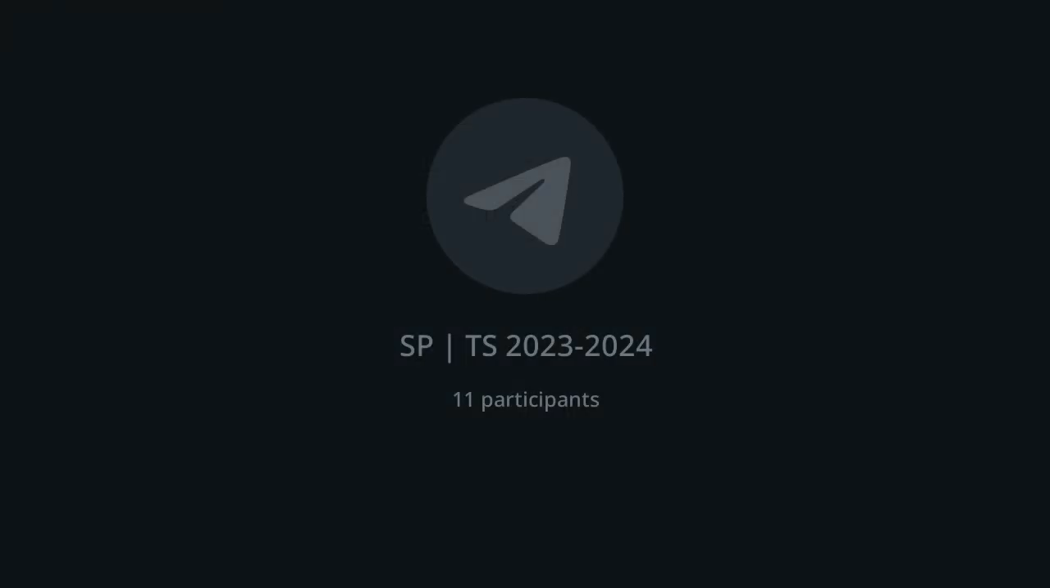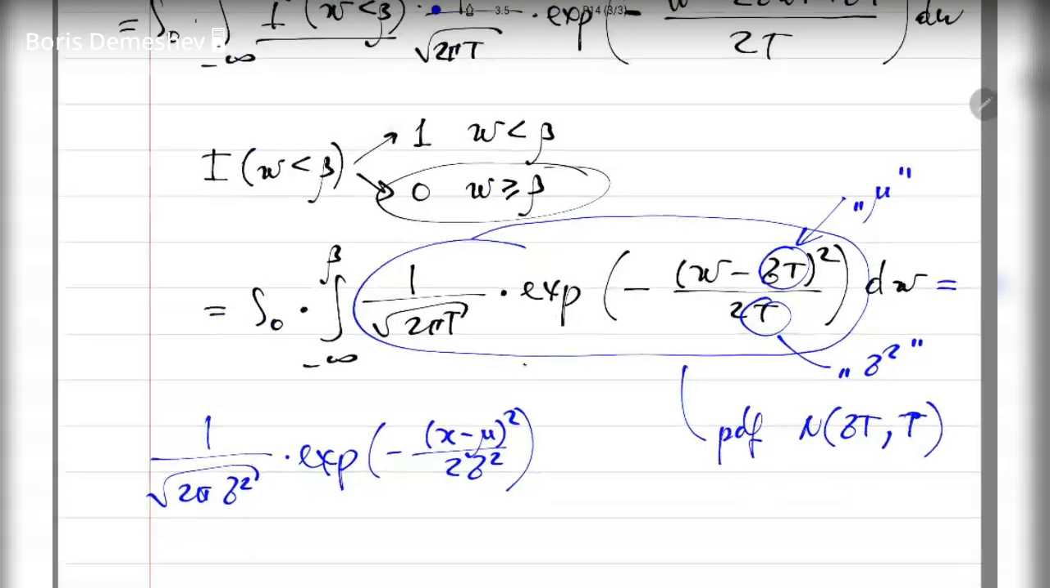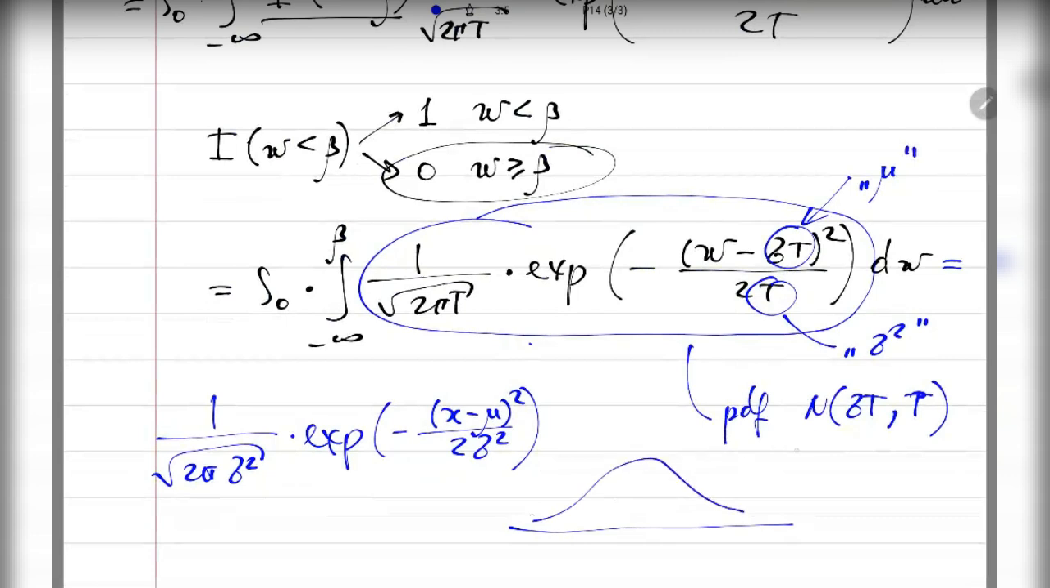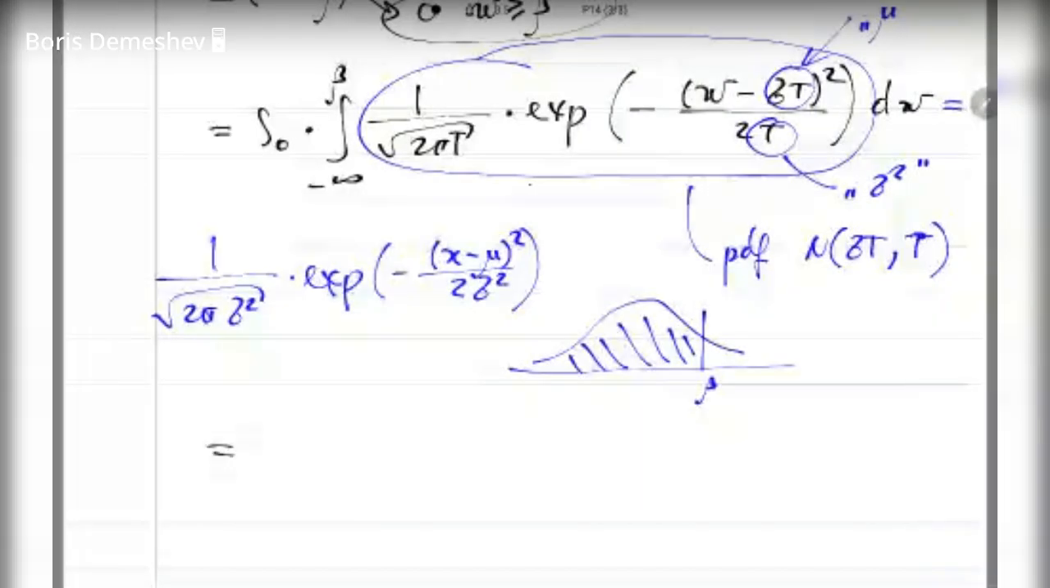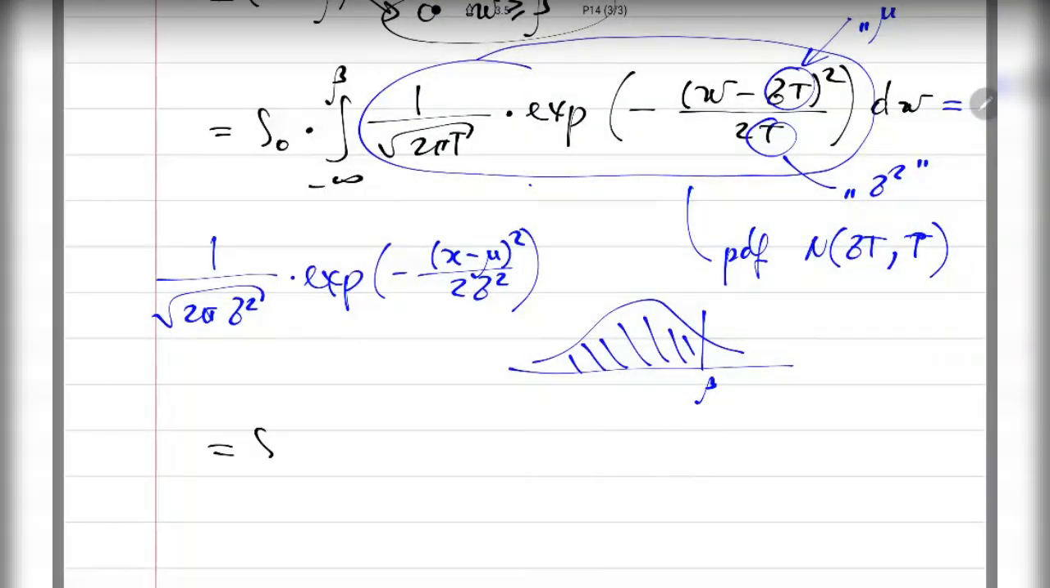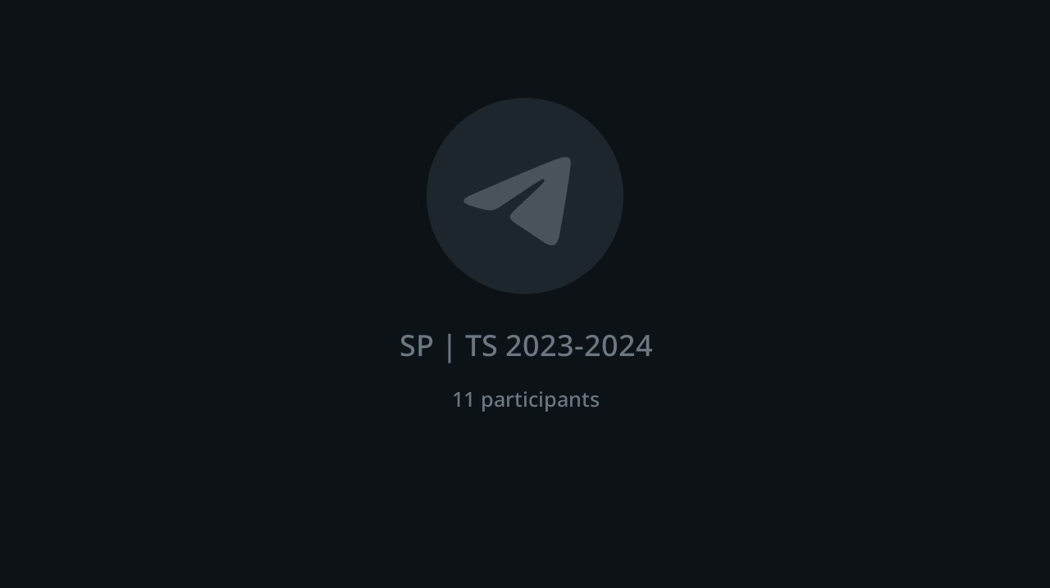Okay, so basically, if you integrate the density up to a point beta, you get S0 times the probability that this strange random variable is less than beta. Because when you integrate a probability density function, you obtain the probability of the corresponding event.